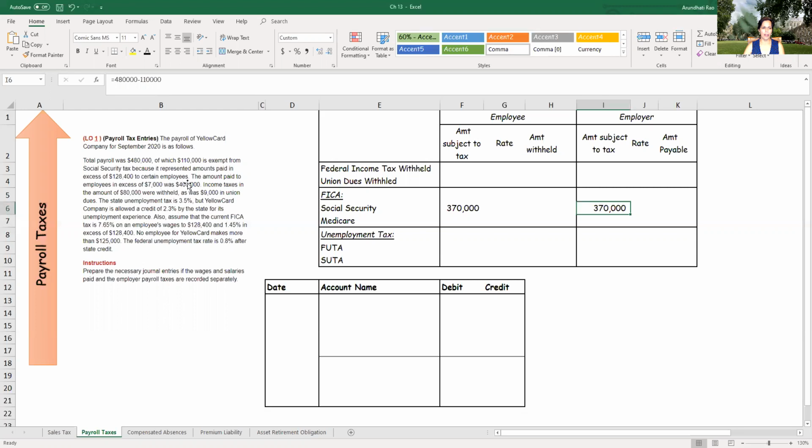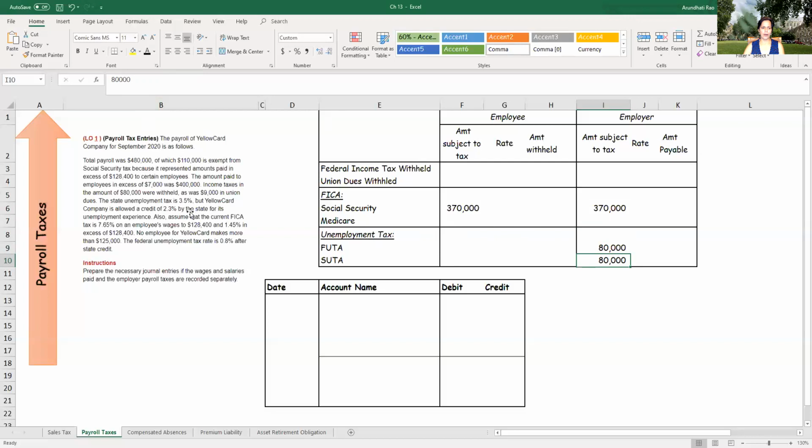Okay, let's continue reading. The amount paid to employees in excess of 7,000 was $400,000. So of the 480,000, the amount in excess of 7,000 per employee is 400,000. Now this applies to the unemployment tax. So the unemployment tax is paid on the first $7,000 per employee. So if 400,000 is exempt, how much is not exempt? 80,000. 480 minus 400, 80,000 is subject to that tax. Once again, remember, only the employer pays unemployment tax, so it doesn't apply over here to the employee. We don't have to worry about that.